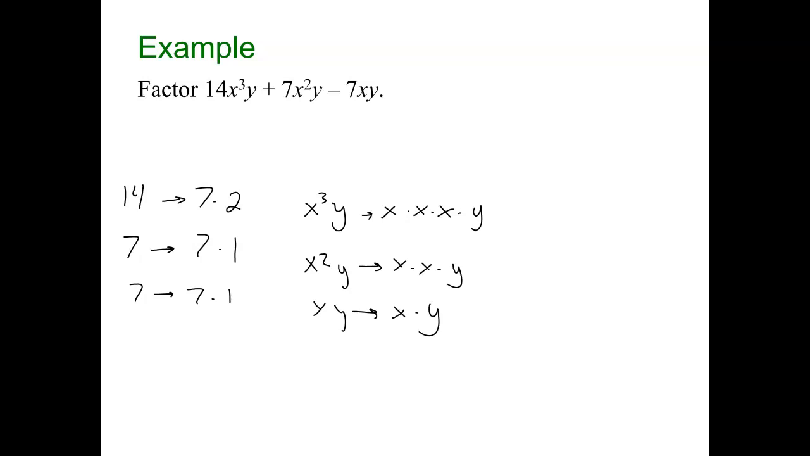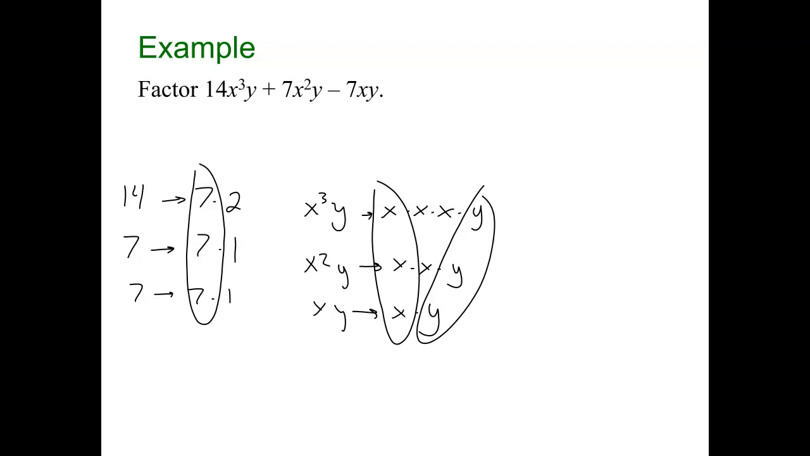What variables do they have in common? 1x and 1y. They've got an x in common. They've got a y in common. And my coefficients, what do they have in common? A 7. So what's my greatest common factor? 7xy. 7xy is my greatest common factor. So all of those will be divided by 7xy. So 7xy, and then in parentheses, I simplify my first term.